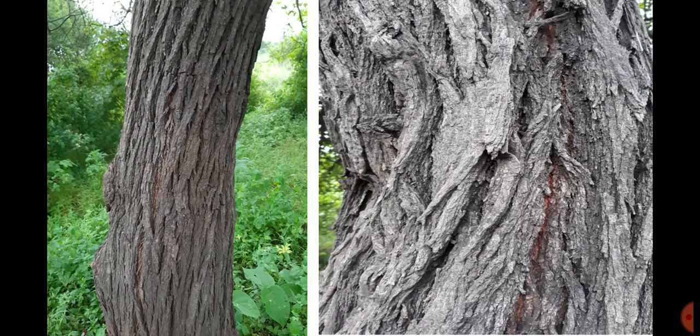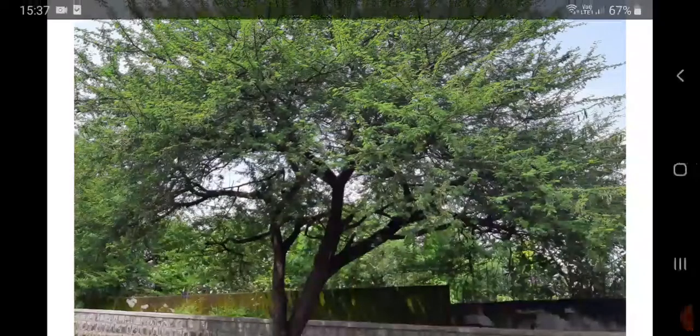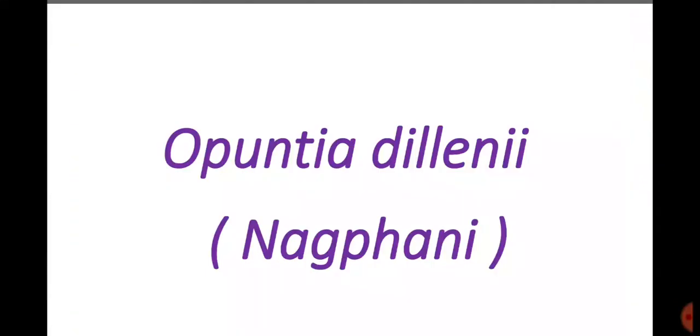Another adaptation is presence of bark. Here the stem is covered with bark, and this bark will protect the stem in the hot climate. So this is Acacia arabica.